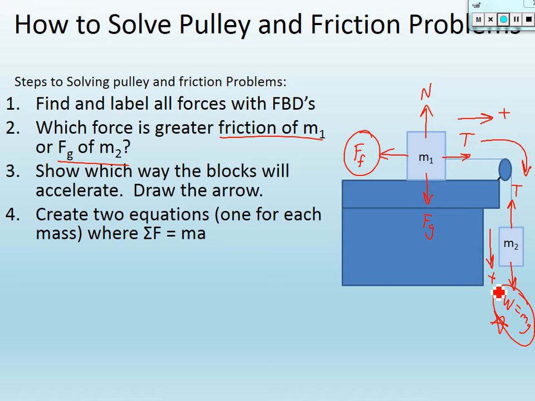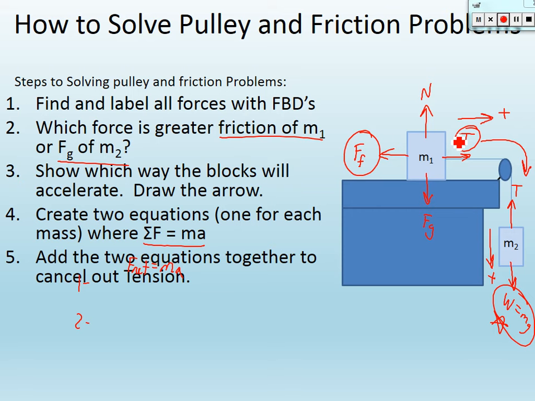You're going to create two equations, one for each block. We're going to use Newton's second law. Force net is equal to ma. You're going to have two equations again because we have two unknowns. We don't know acceleration and we don't know tension. So we're going to have the two equation system again. You're going to add the two equations together. Tension should cancel out. Then you'll find acceleration. Then how do you go back and find tension? Yeah, you just plug it in.